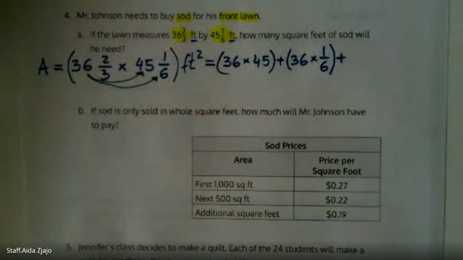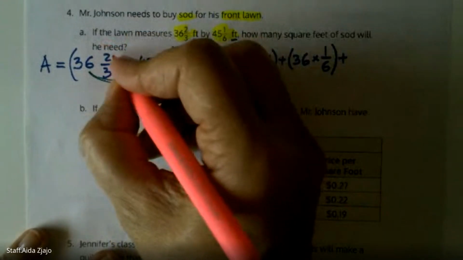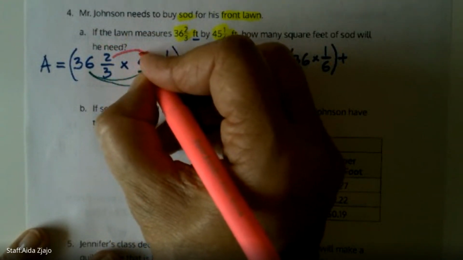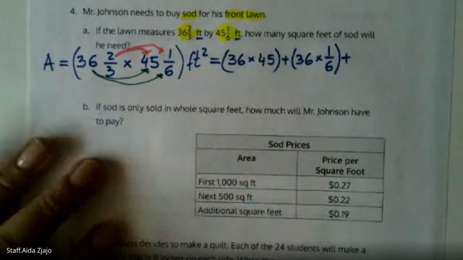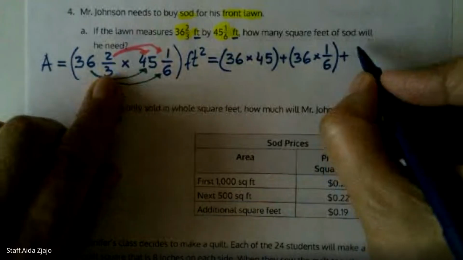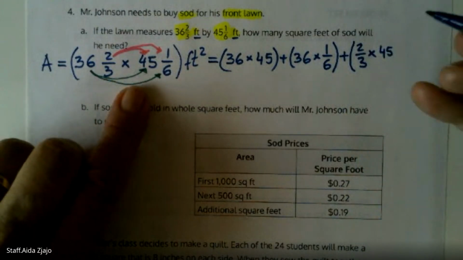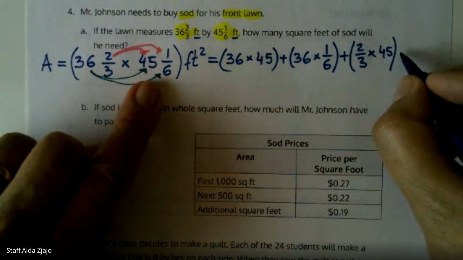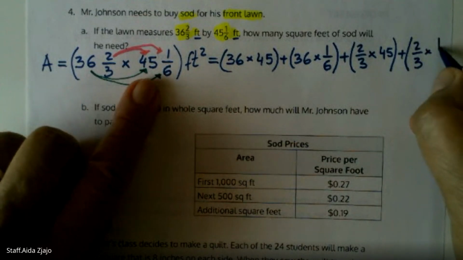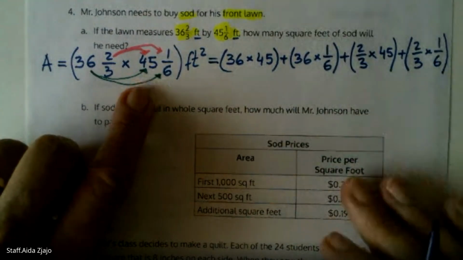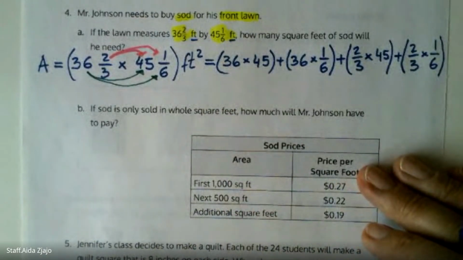Now I'm going to do, let's see, this one here: 2/3 of 45 and 2/3 times 1/6, which is 1/6 of 2/3. All right, so 2/3 times 45 plus 2/3 times 1/6. Okay, guys, now it's all about calculation.